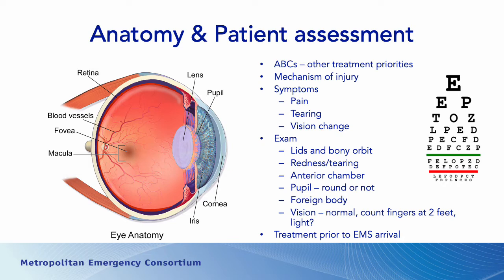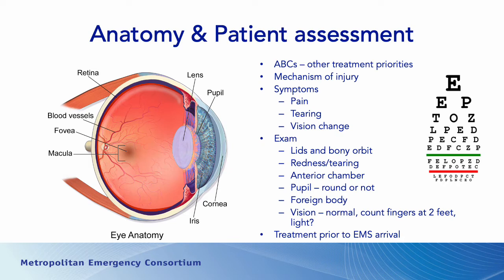You've got the iris, which is the muscle area of the eye that adjusts the size of the pupil. It will also help adjust the lens so that you can focus. So we have the iris, the lens, and the pupil. And this area in front of the iris but behind the cornea is what we call the anterior chamber, and that is an important part of our assessment in the emergency department and in the field.